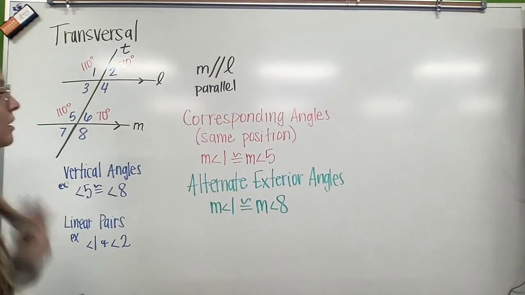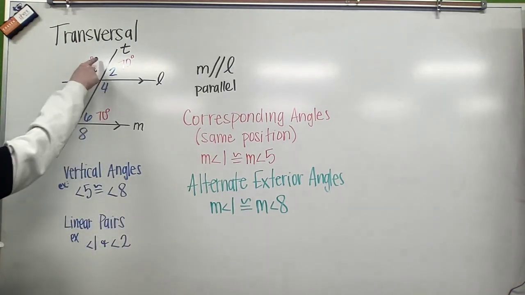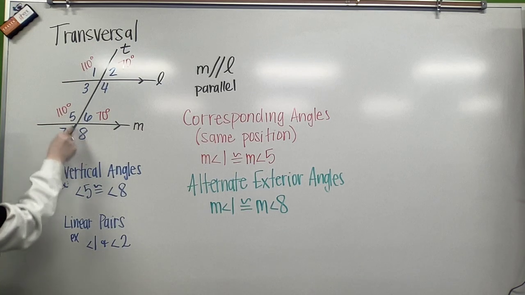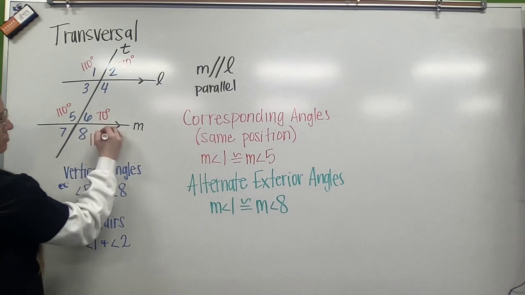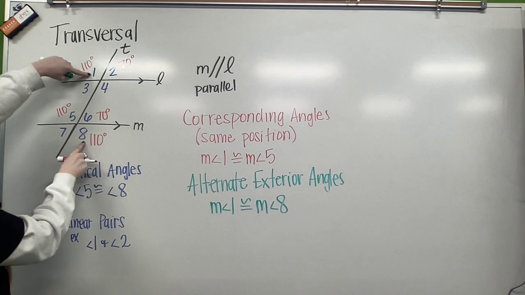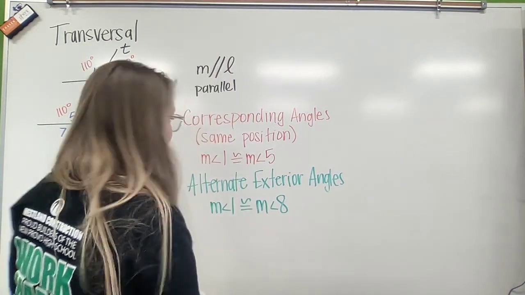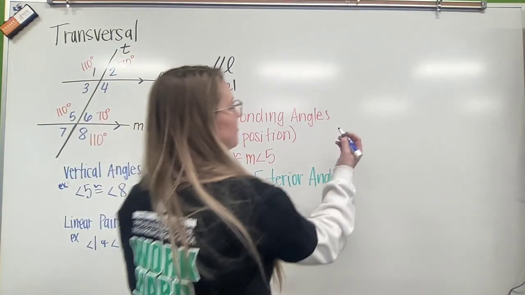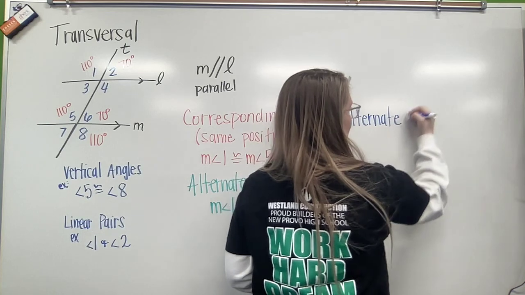Okay. And we should be able to see that now if we look at some of these relationships. We know 1 is congruent to 5, so they're both 110. 5 and 8 are vertical angles, so it's also 110. So now we can see 1 and 8 are most certainly congruent. All right. The next one, similarly named, these are alternate interior angles.